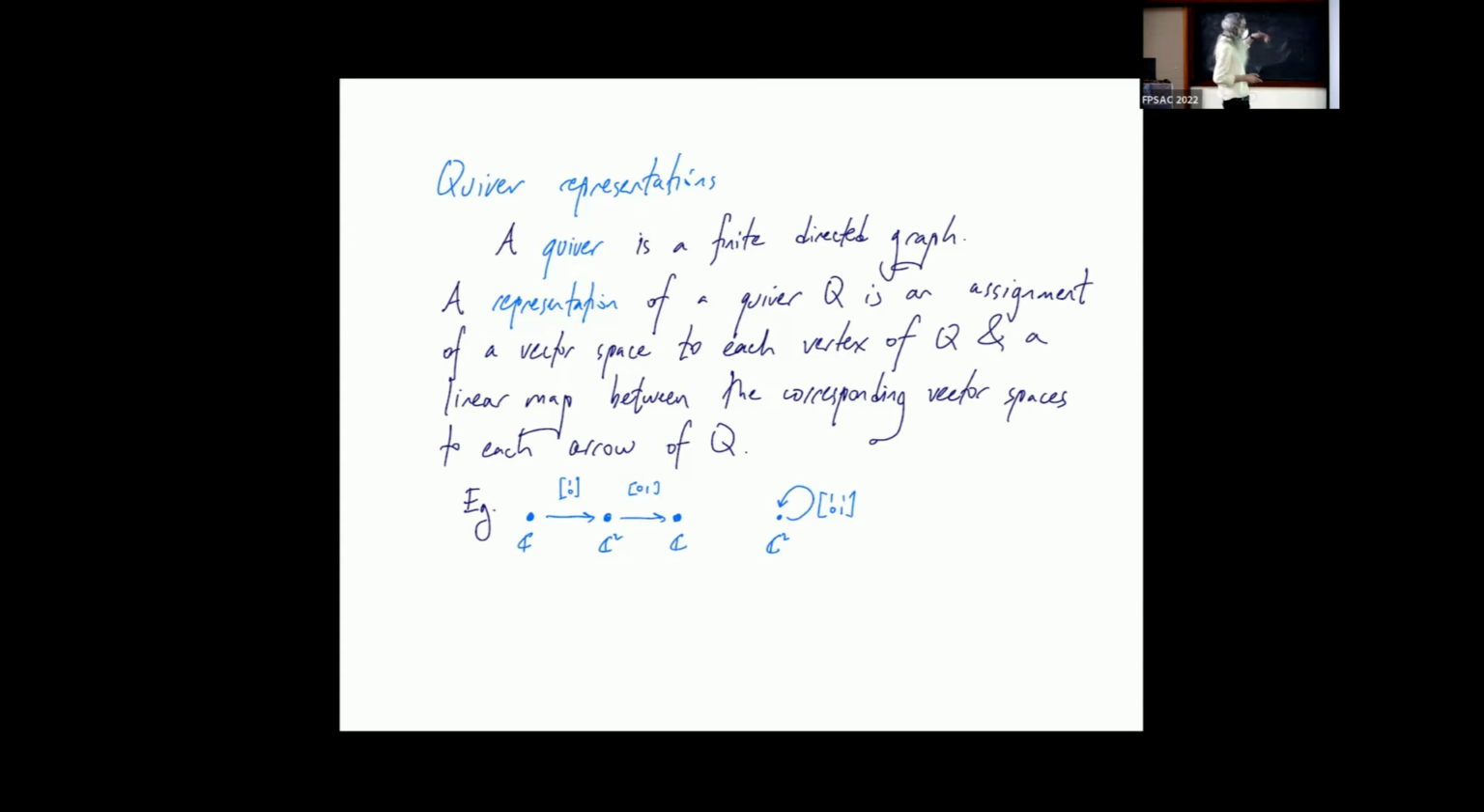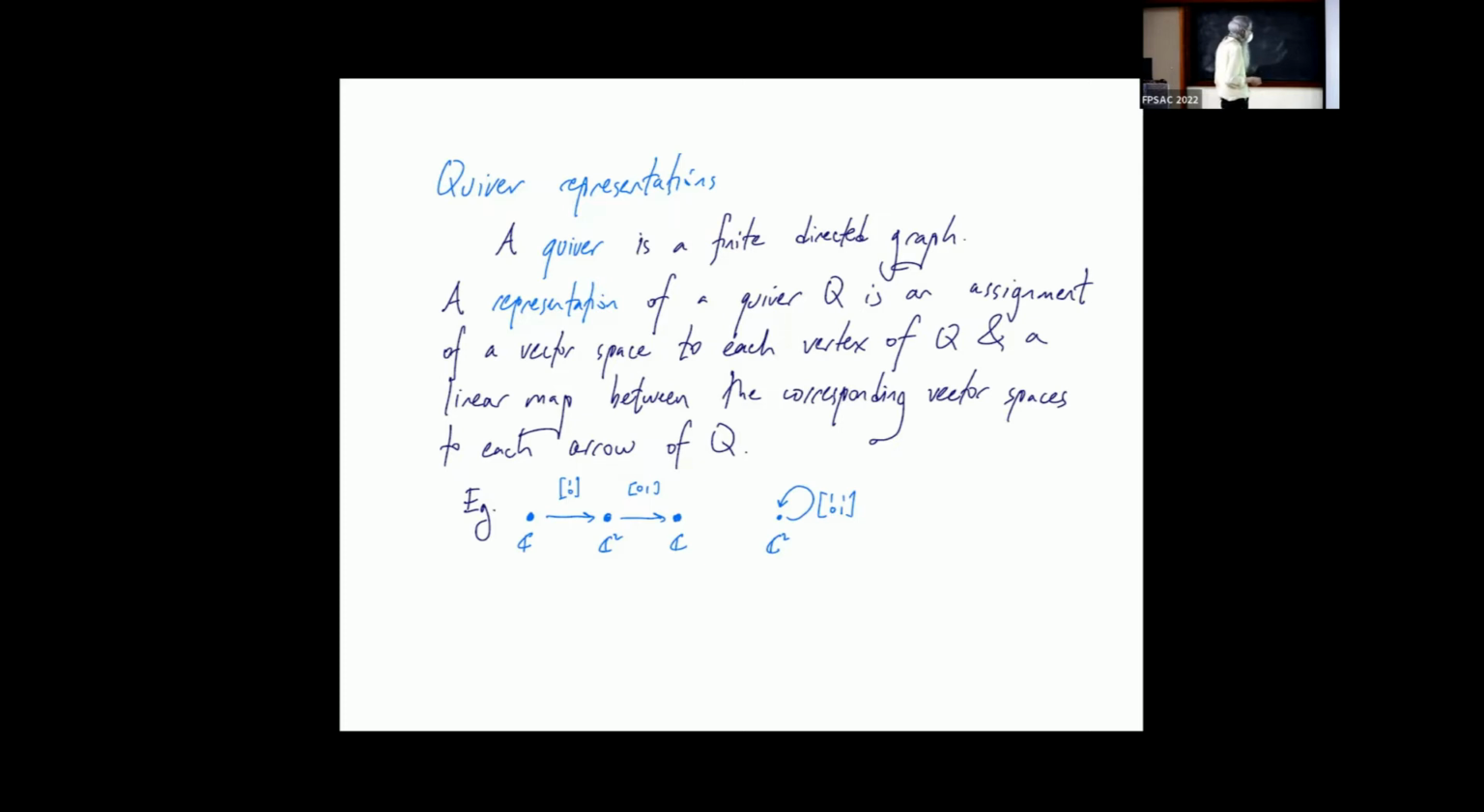So a representation of a quiver is an assignment of a vector space to each vertex, over some ground field, and a linear map between the corresponding vector spaces for each arrow. In my examples, I'm just working with C. No particular reason.